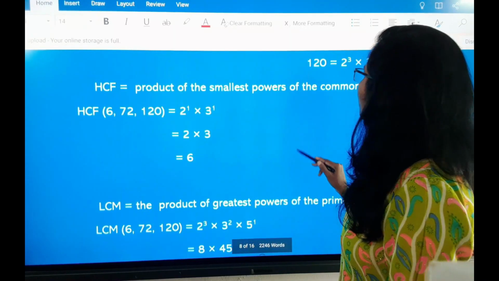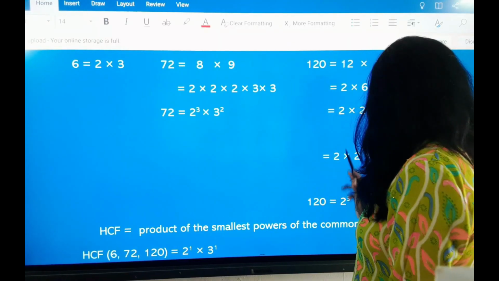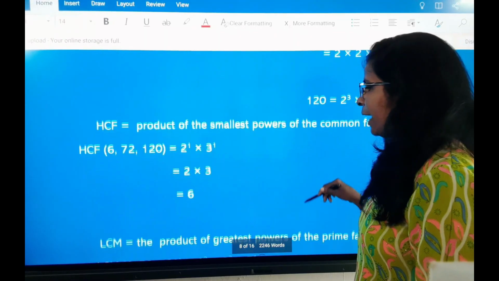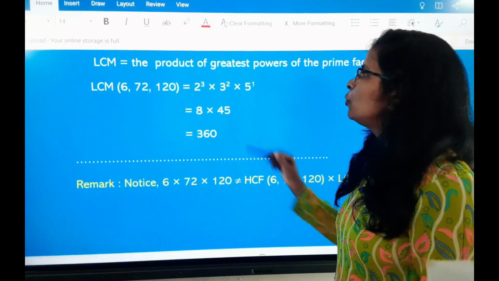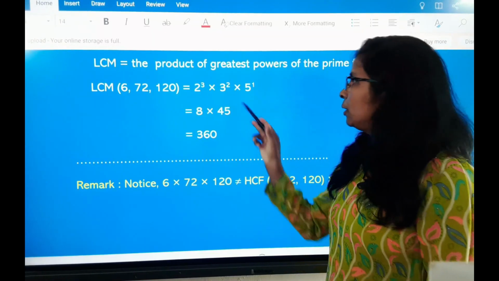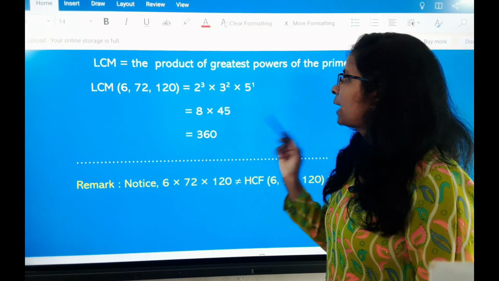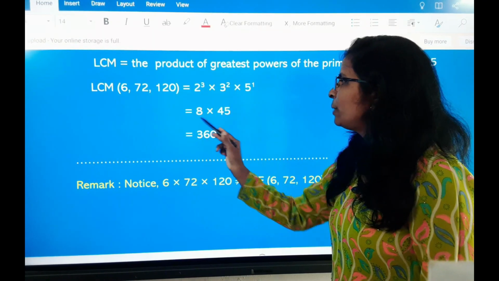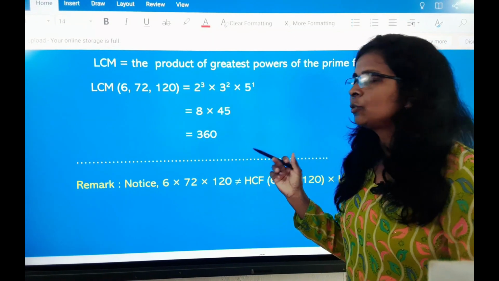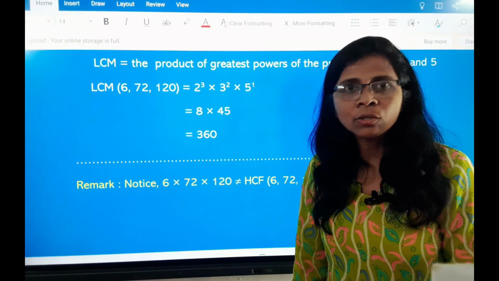That is cube of 2, square of 3 and 5. So cube of 2 multiply square of 3 and 5 raised to 1. Cube of 2 is 8 and square of 3 is 9, 9 fives are 45. So the multiplication of 45 and 8 is 360. So this way we get the LCM and HCF of the given three numbers.